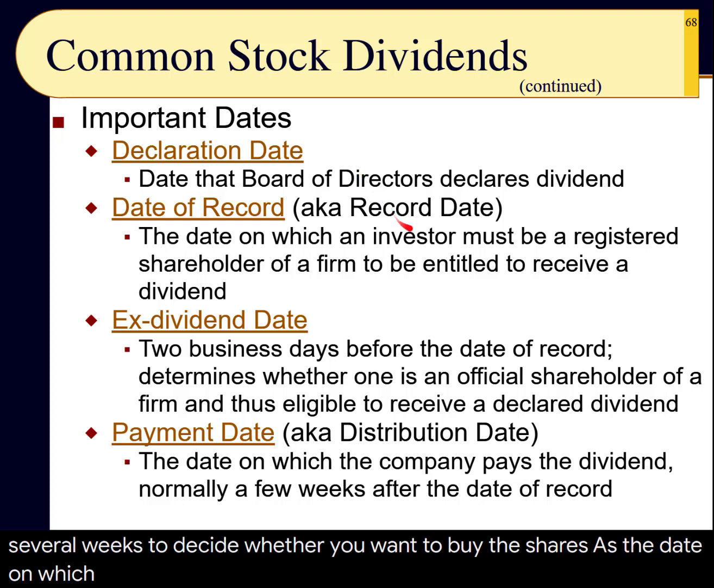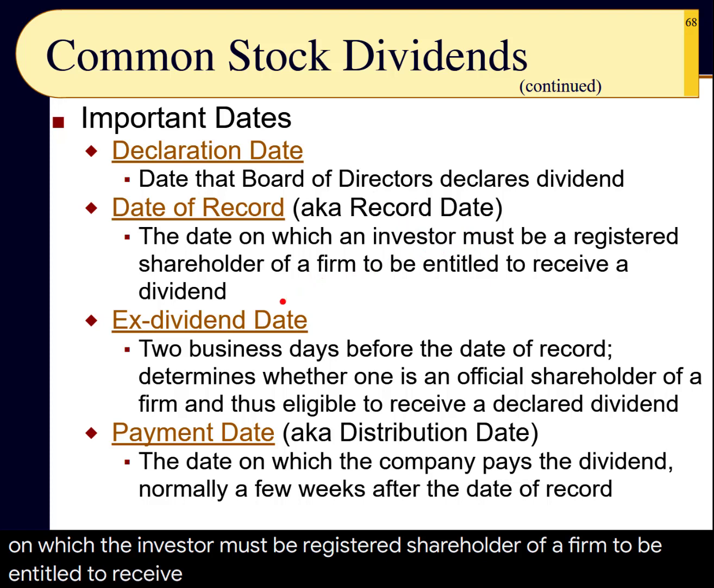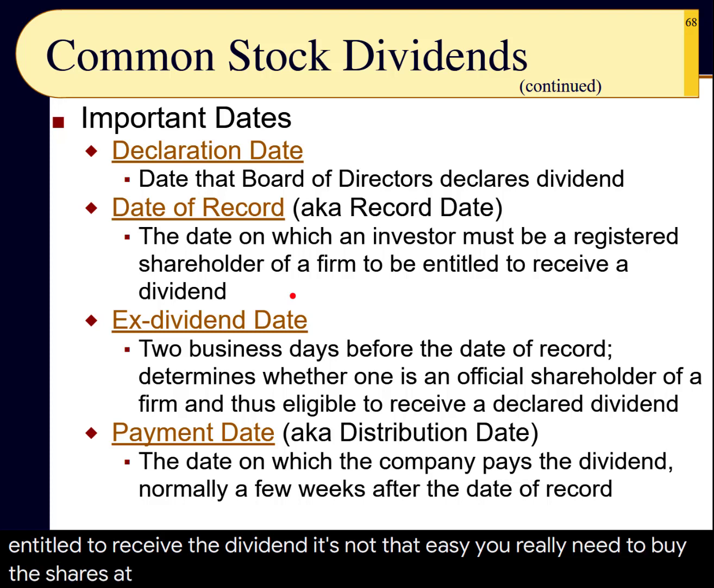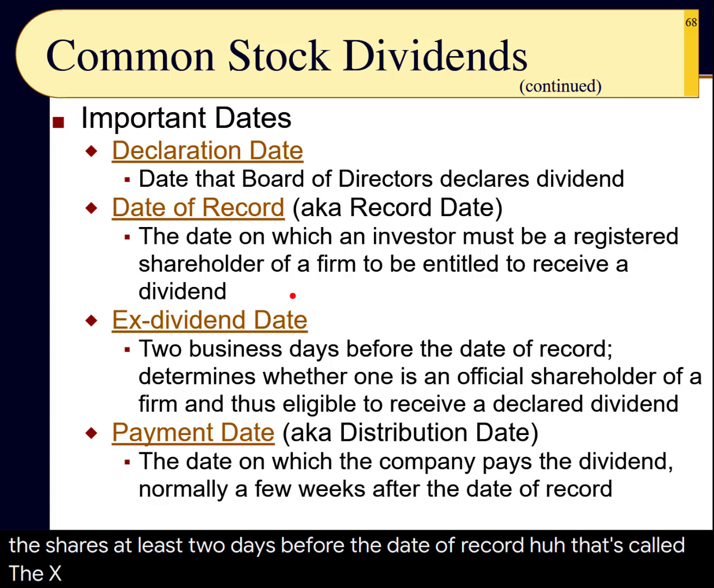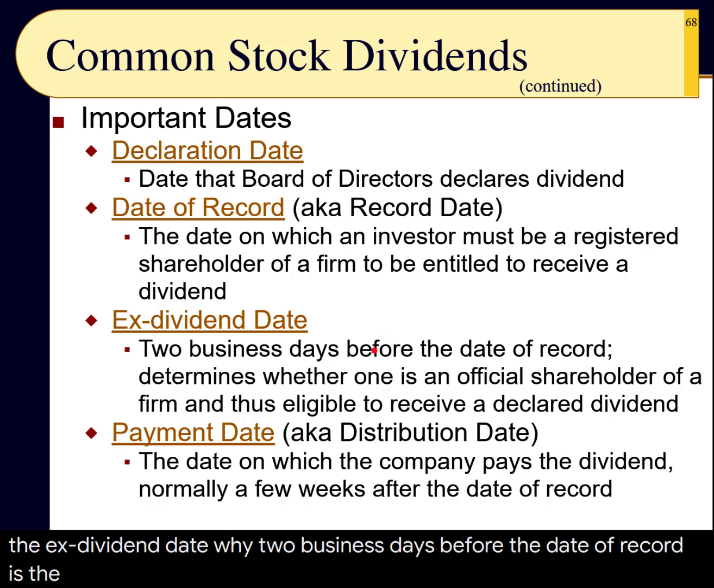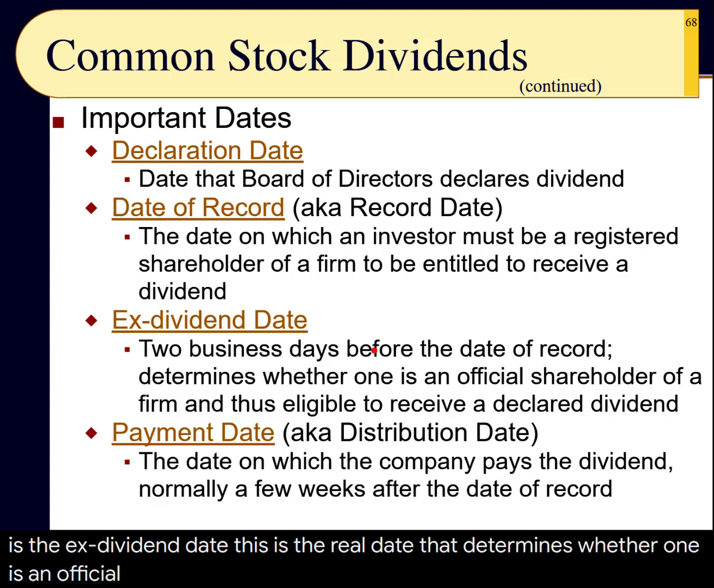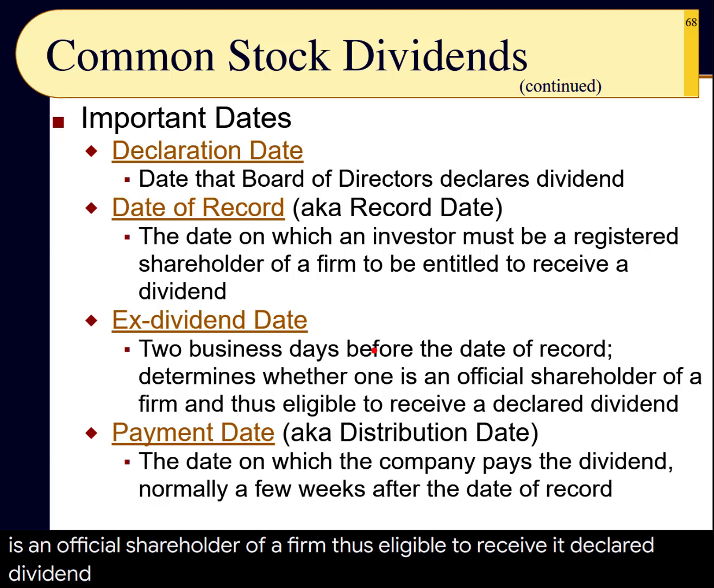That's the date on which the investor must be a registered shareholder of a firm to be entitled to receive the dividend. It's not that easy. You really need to buy the shares at least 2 days before the date of record. That's called the Ex-Dividend Date. Why? Two business days before the date of record is the Ex-Dividend Date. This is the real date that determines whether one is an official shareholder of a firm and thus eligible to receive a declared dividend. Next slide.